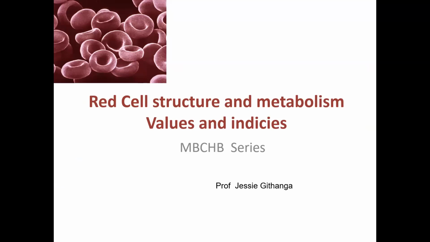So we're going to talk about the red cell structure and metabolism, the values and indices. The red cells are a very important aspect of hematology, and indeed in many other topics, because they're the ones that carry the oxygen and transport it from the lungs to the rest of the body. And in exchange, they also carry the carbon dioxide, which is the product of metabolism, to the lungs where it's excreted.